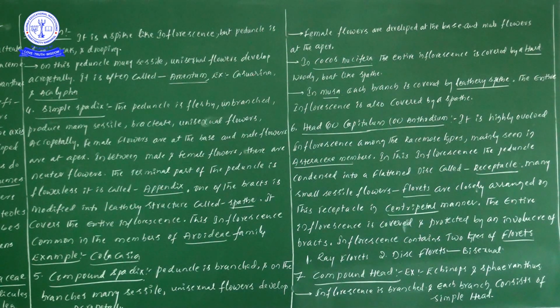Now in this particular video, what are the main important side headings we have discussed? Simple spike, compound spike. Next one catkin, simple spadix, compound spadix, head inflorescence, and one more is compound head. Likewise, we have seen different types of side headings. This entire explanation is definitely important from the NEET examination point of view. Okay, so prepare this entire explanation carefully.